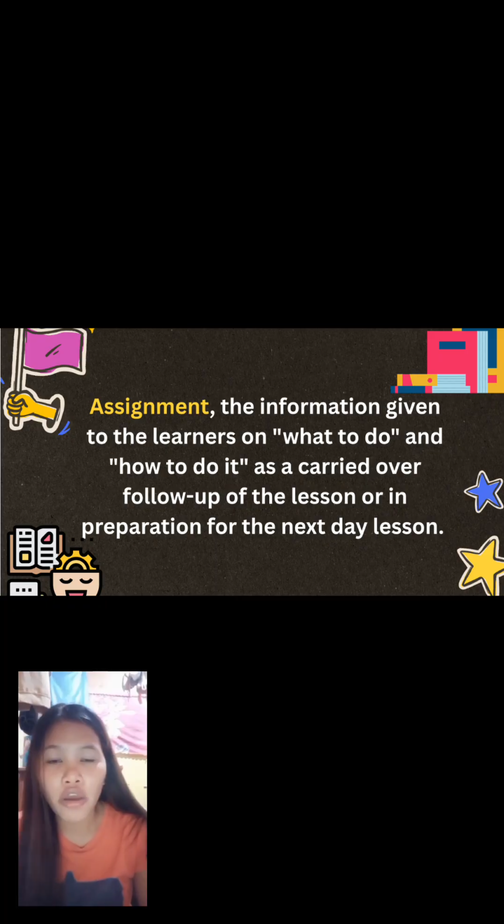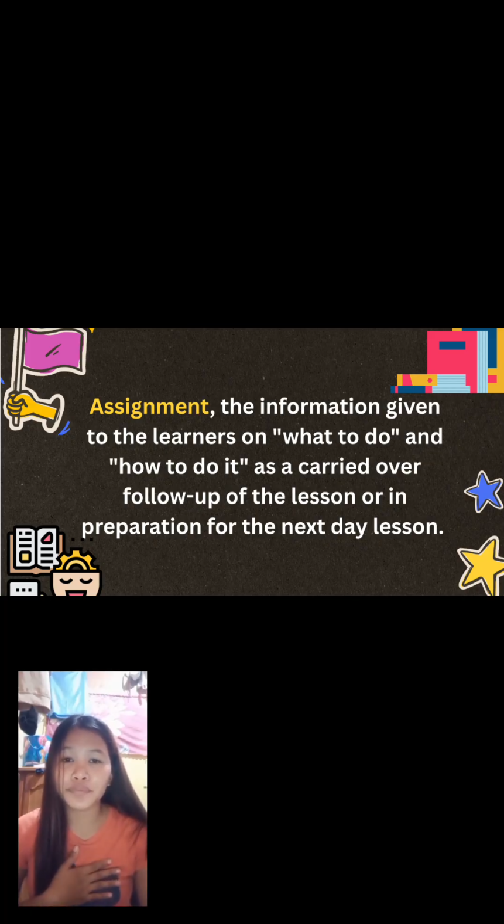The assignment gives clear instructions on what to do and how to do it. As a teacher, you need to make your instructions clear so that the students can answer correctly. And also, it connects the task to the current lesson or prepares for the next lesson.